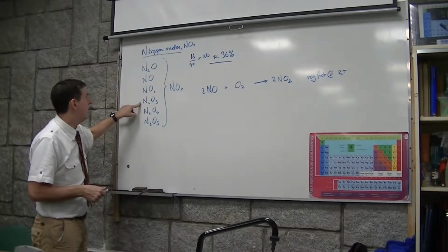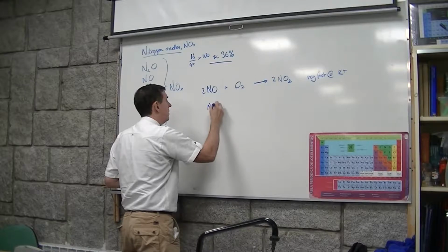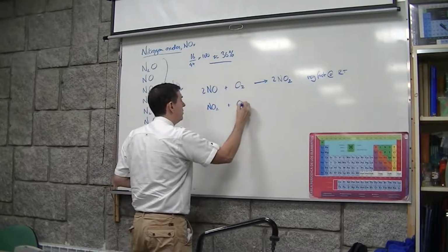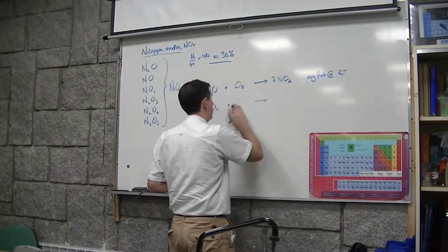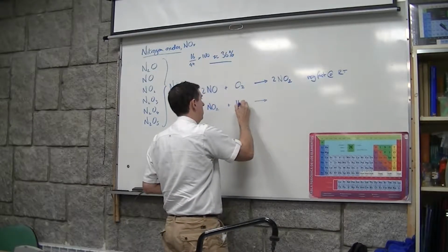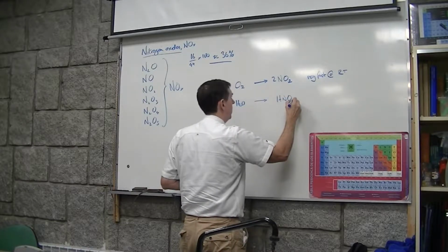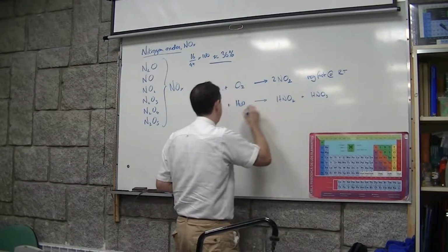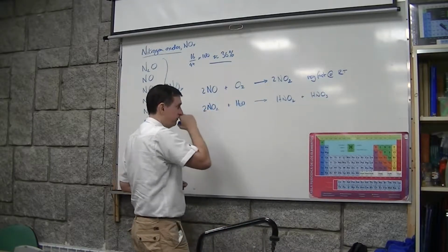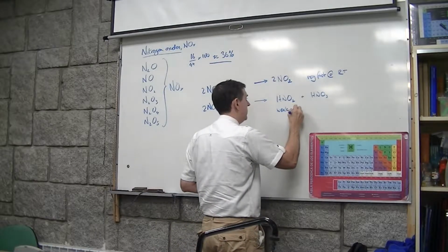N2O3 is not that common, we'll leave that out. So let's just look at NO2 then. NO2, when this reacts with oxygen and water, it makes HNO2 plus HNO3. This is the disproportionation reaction I showed you earlier. Right? So this is a weak acid, and this is a strong acid.